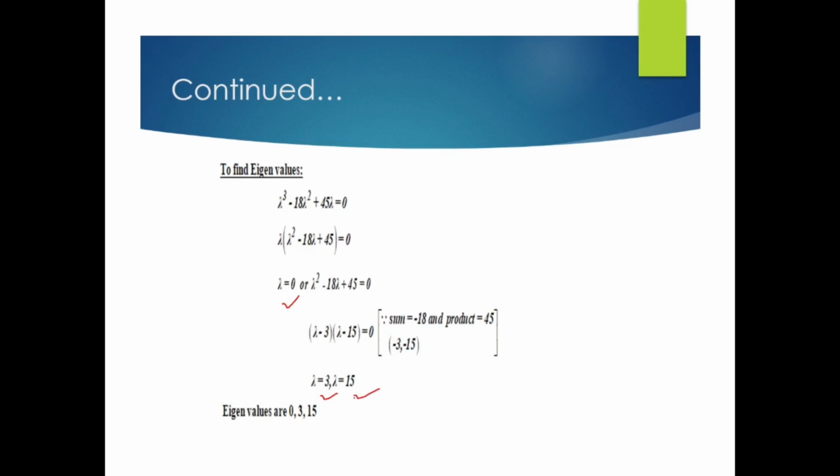Now we want to find the eigenvector. To find the eigenvector, first, case 1, I am taking lambda equal to 0. (A minus lambda I) into X equal to 0. So when I put lambda as 0, it becomes AX equal to 0. So A is nothing but the given matrix, and capital X is x1, x2, x3 equal to 0.